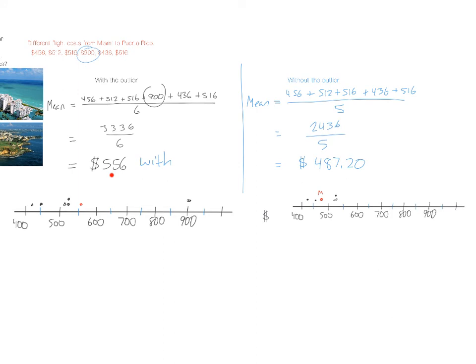Look, with the outlier was $556. Without the outlier, you go all the way down to $487.20. That's a very big difference, and it means something.